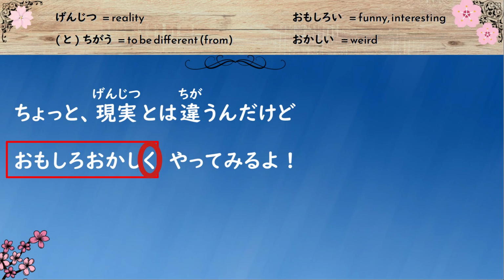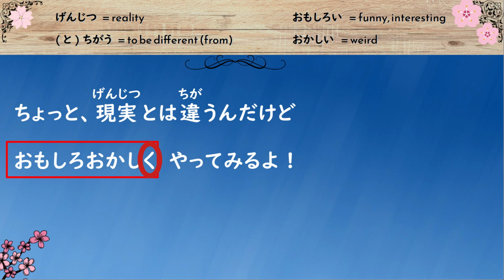Okay, so let's go back and study the last point that is going to bother you here. 面白おかしくやってみるよ. So, first, 面白おかし is a word that doesn't exist. It's kind of a pun. She combined 面白い and おかしい to make one adjective that is a bit funny, you see? So, 面白おかしい, funny, weird. This you can ignore, it's just a made-up word.